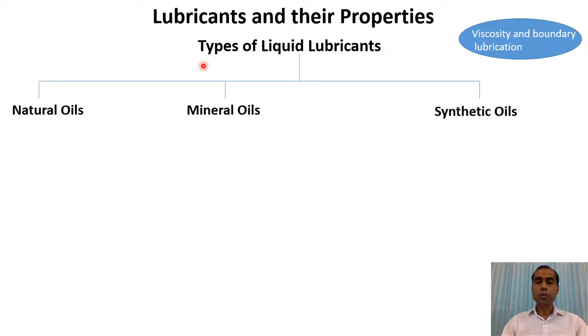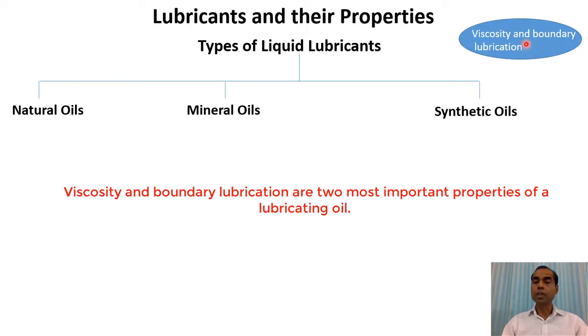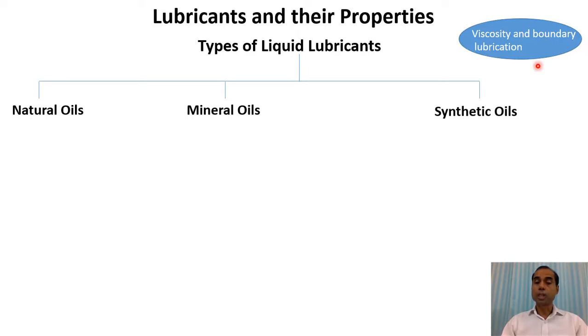So here are the types of liquid lubricants. The liquid lubricants are divided into three main types. First is the natural oils, second is mineral oils, and then synthetic oils. Now, one thing is very important about lubricants: the two most important properties of lubricants are viscosity and boundary lubrication. I will explain these two terms later on, but right now we should understand that these two properties are extremely important for lubrication purposes.